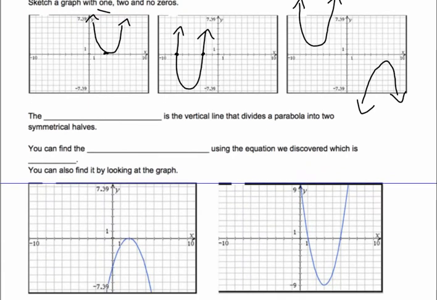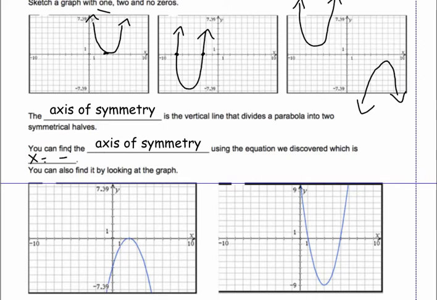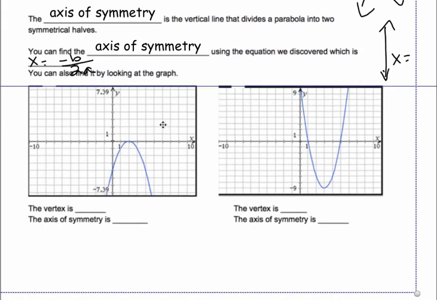The blank is the vertical line that divides a parabola, remember parabola is the U shape, into two symmetrical halves. This is called the axis of symmetry. The axis of symmetry: x equals negative b over 2a. So if you have an equation, you should be able to find the axis of symmetry. Remember, the axis of symmetry is a vertical line, which has the equation x equals a number. You can also find it by looking at the graph, okay?